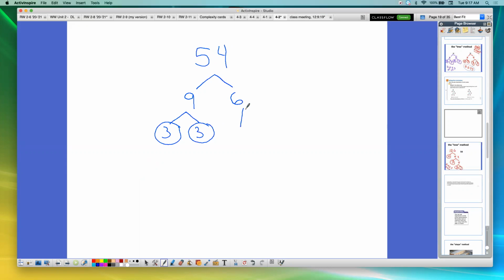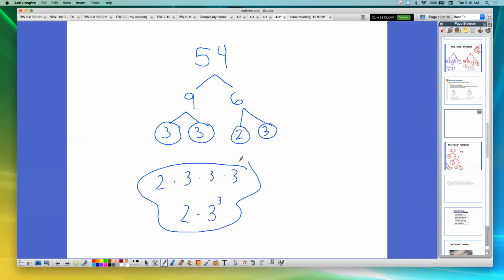And 6 is 2 times 3, okay? And both of those are prime. Now, I've got 4 numbers, which means they're going to get multiplied together, but I have to start with the smallest one first. So it's 2 times 3 times 3 times 3. You could also write it as 2 times 3 to the third power, okay? Either one of those would be considered correct. All right?